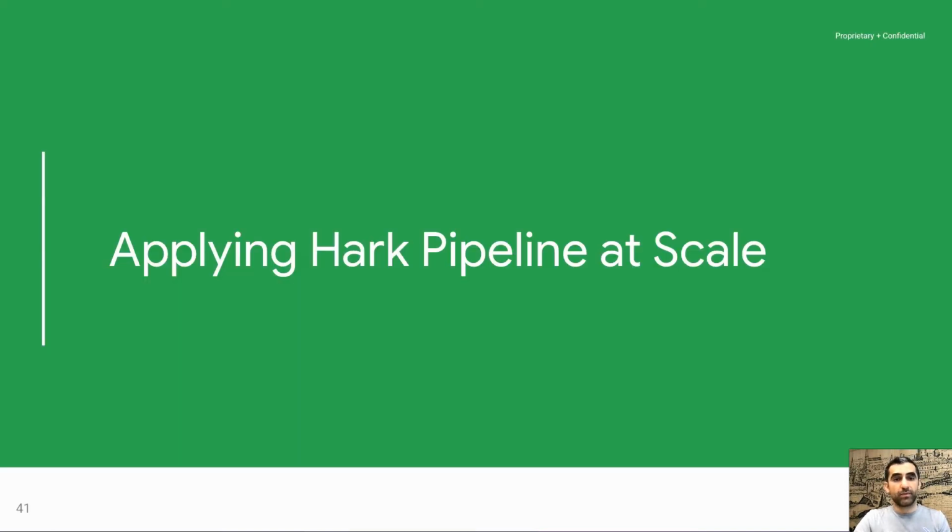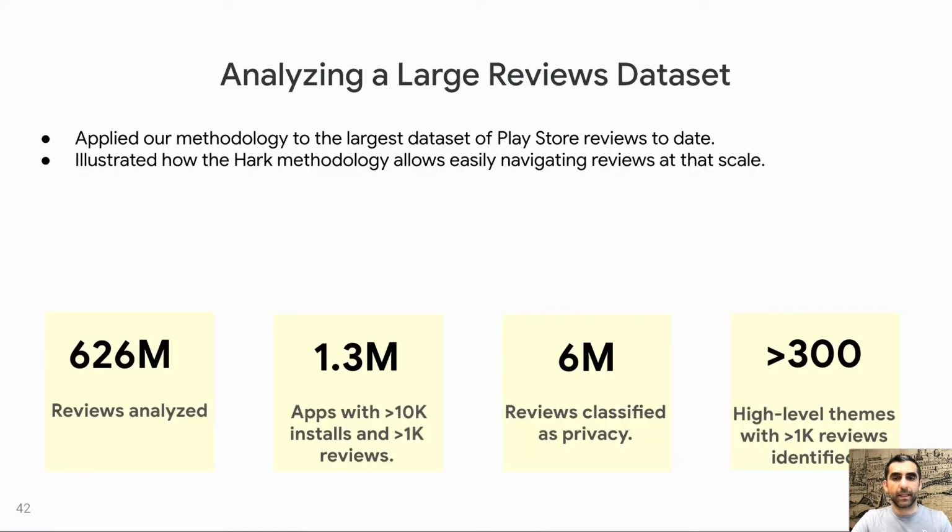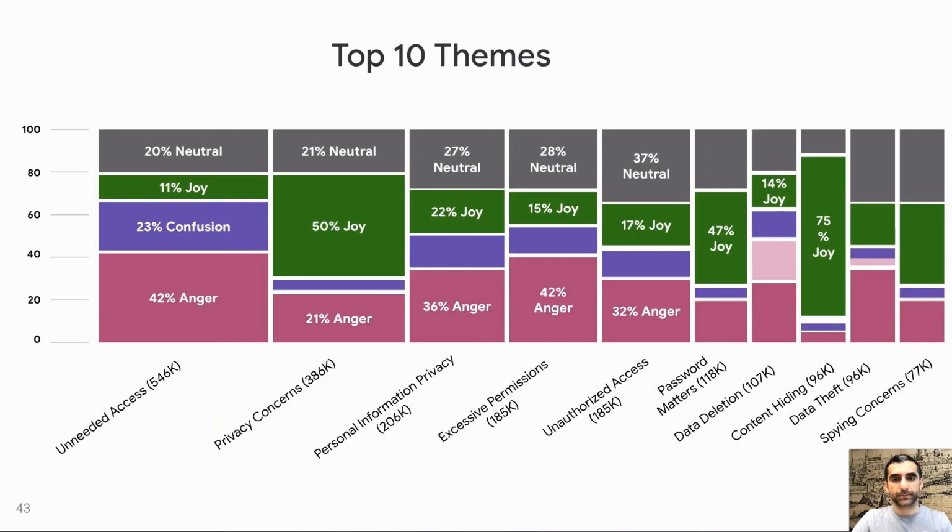So after building this pipeline, we applied it at scale. We applied our methodology to the largest dataset of Play Store reviews to date, including 626 million reviews coming from 1.3 million apps. With our privacy classifier, we find that around 6 million reviews were classified as privacy. Across these reviews, we identified more than 300 high-level themes with more than 1,000 reviews each.